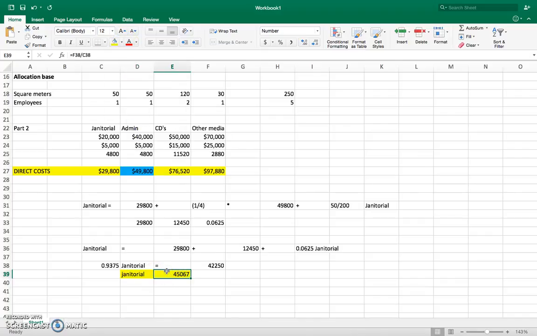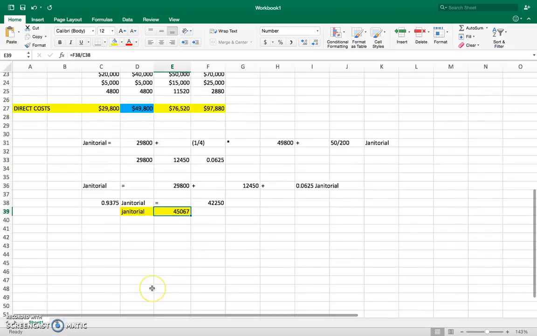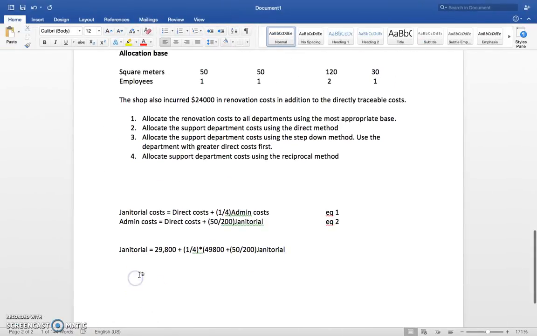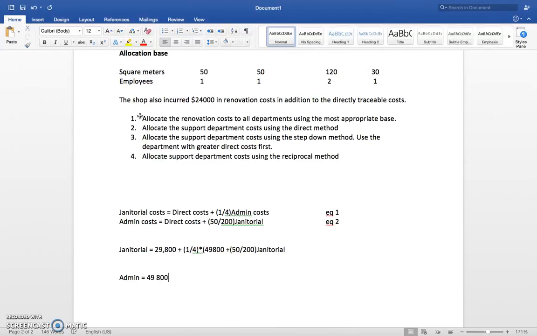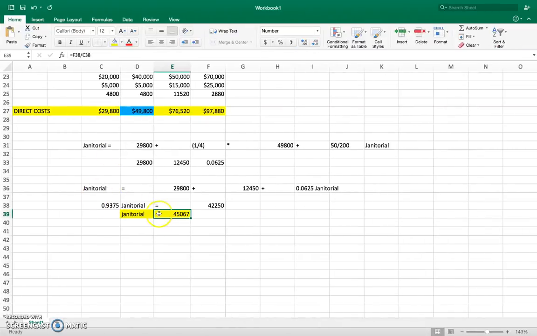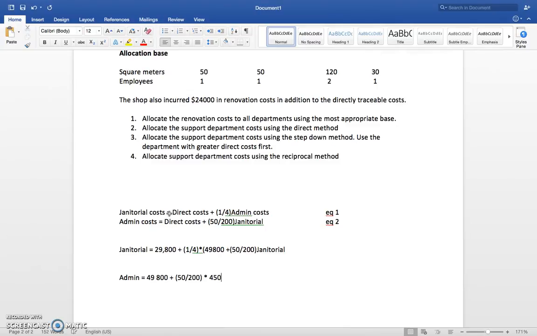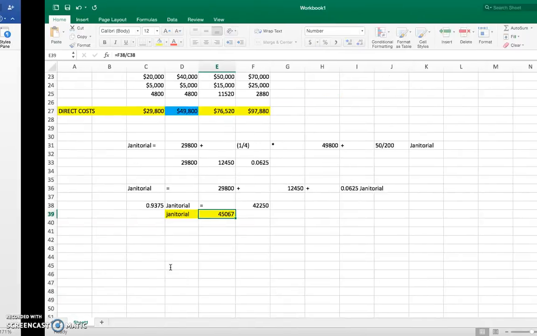Okay, that is a very lengthy process, and you're going to do the exact same thing for admin. So you're simply going to plug this value back into the admin equation to find that. So the admin equation is going to look like this: admin equals its direct costs of 49,800 plus 50 over 200 multiplied by 45,067. Okay, and that comes out to, let's do it over here.